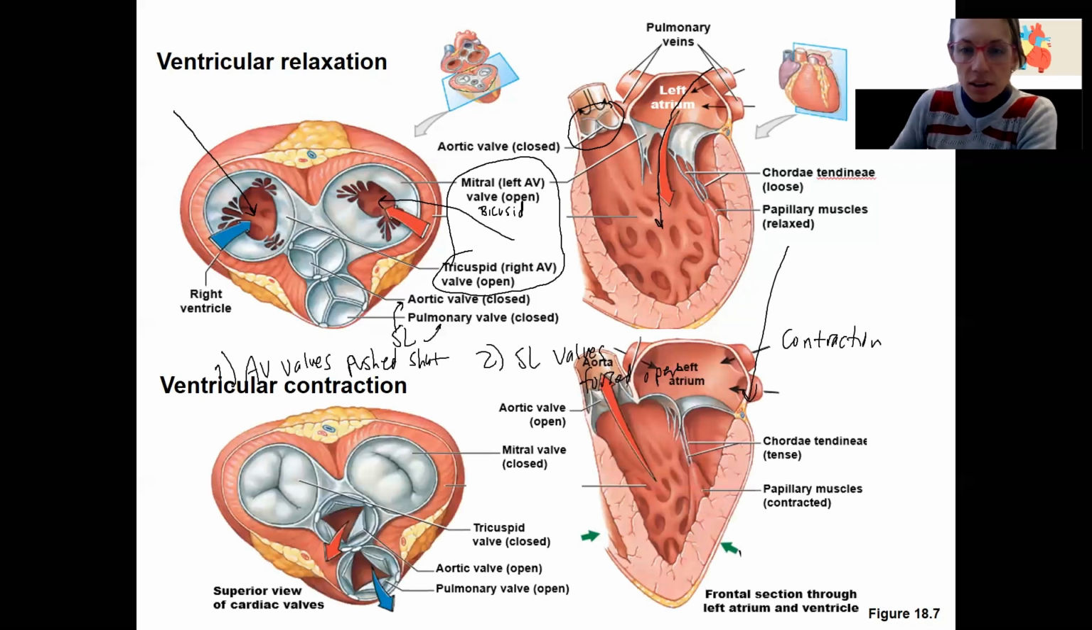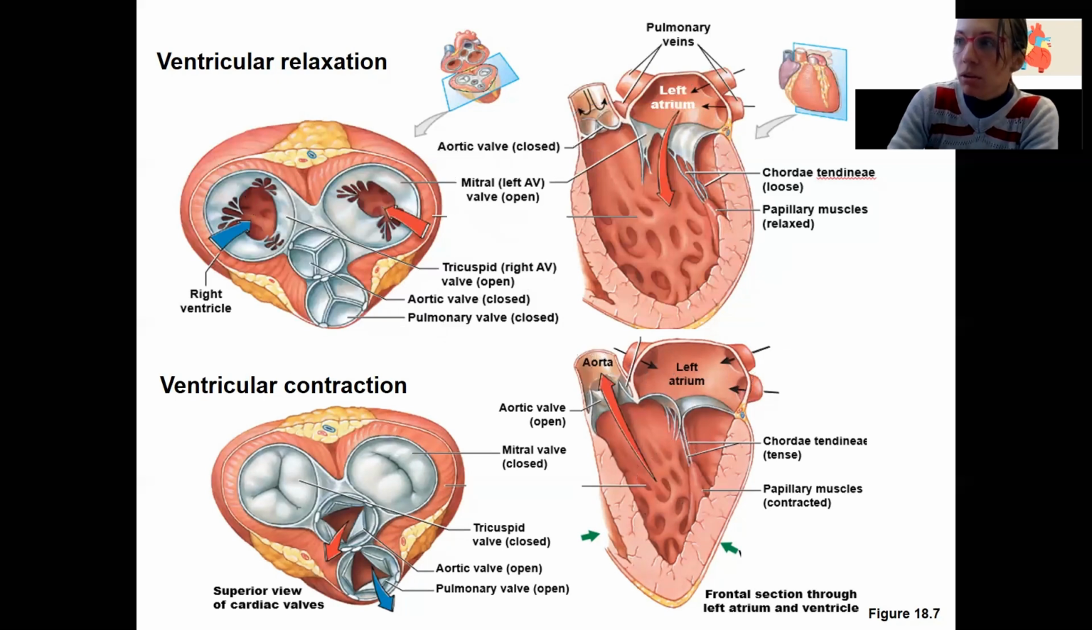So this is what that looks like down here. We've got the AV valves that are now closed. That happens because this is all full of blood, and when you have contraction, it increases pressure. So it's going to push this way, which closes the valve. These are going to stay in place though because of these cords and these muscles holding those cords tight. The other thing that happens is the semilunar valves are forced open because that increase in pressure pushes them open. So I've got a diagram of each of these separately to walk through here.